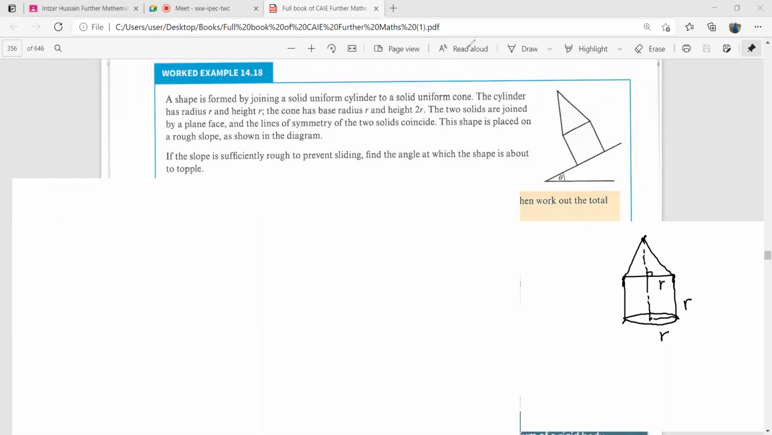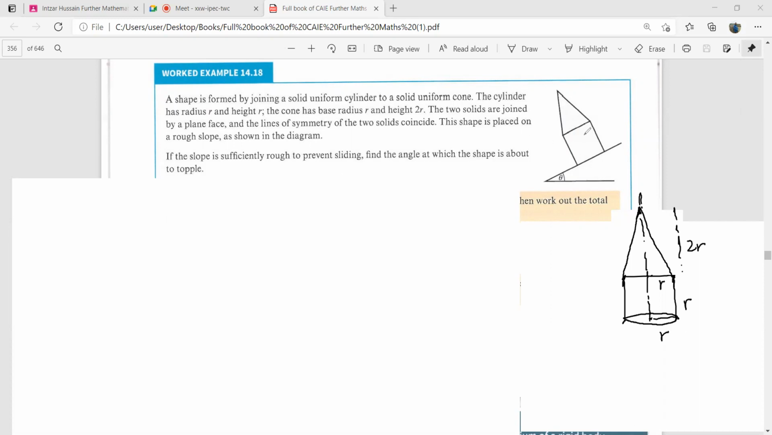I have drawn this a bit wrong here, so this should go up to this. This height is 2r over here, and the radius is r. The two solids are joined by a plane face, and the line of symmetry of the two solids coincide. This is the line of symmetry over here. This shape is placed on a rough slope as shown. If the slope is sufficiently rough to prevent sliding, find the angle at which the shape is about to topple.